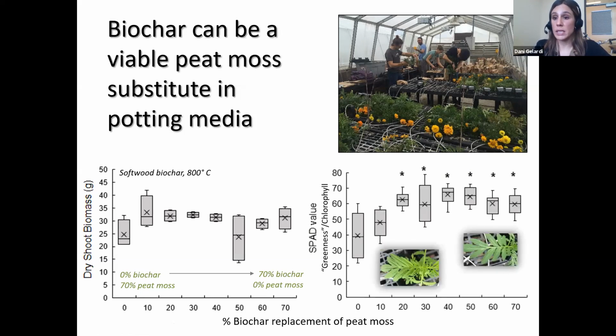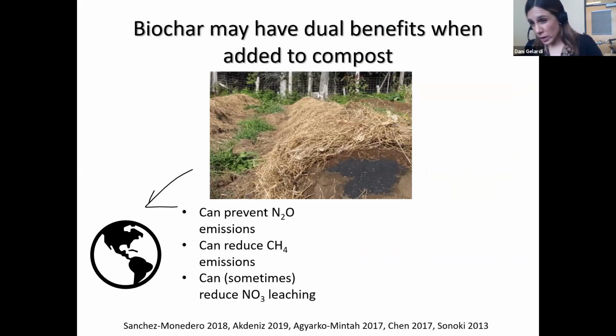And also interestingly, what we found is not only was there no impact on yield, there was actually an increase in plant quality. So this greenness or chlorophyll indicator, as told by the SPAD meter, actually increased with an increased rate of biochar. So that was pretty interesting. So we do have a couple of studies in our lab about biochar and compost.